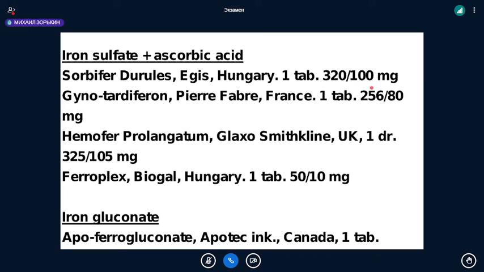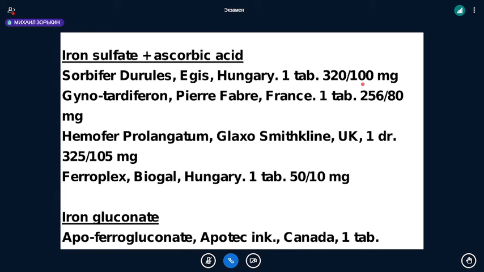Please, students, I want you to pay your attention. Well, every tablet of the Sorbifer Durules has the total weight of 320 milligrams, and after the slash we can see 100 milligrams. It is the content of elemental iron within one tablet of the Sorbifer Durules.